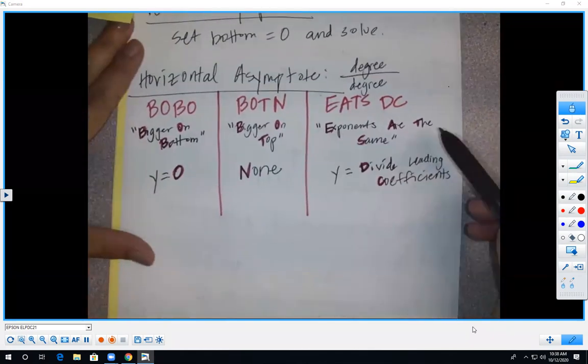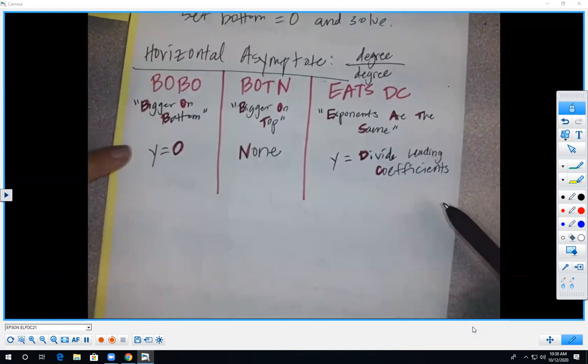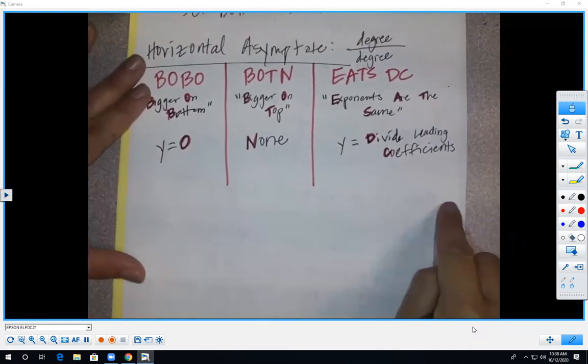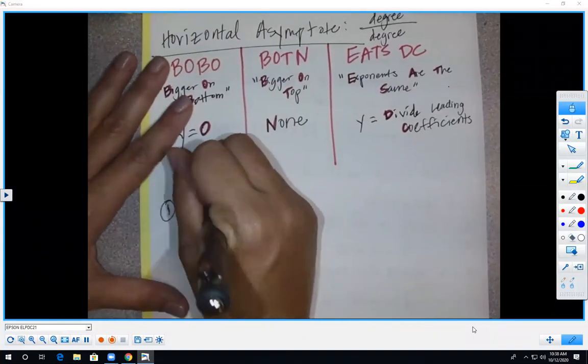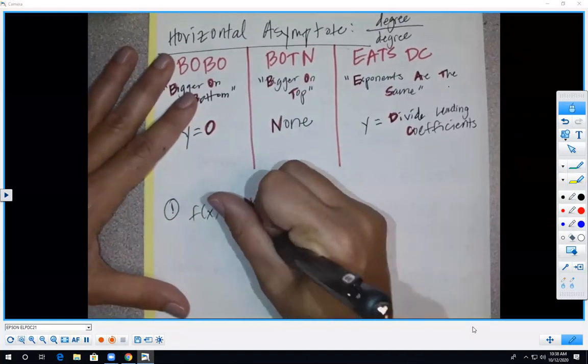Okay, so do you see what all these letters stand for? Okay, it's a lot of writing for not that long of a process, essentially. Okay, so let me give you a few problems and we'll see which category it falls in. Okay, so number 1, if we had f of x equals x squared minus 2x plus 5 over x plus 3.